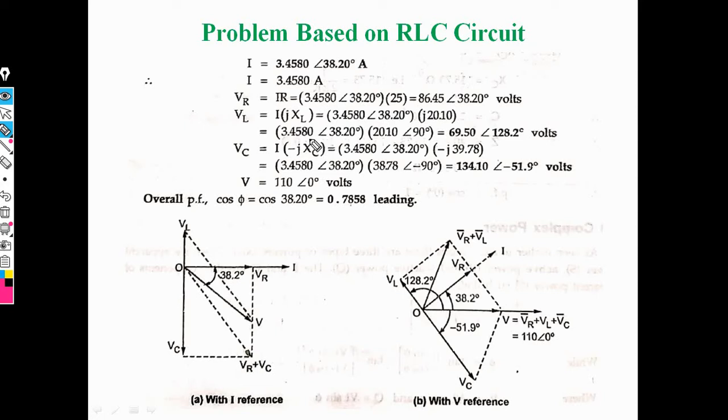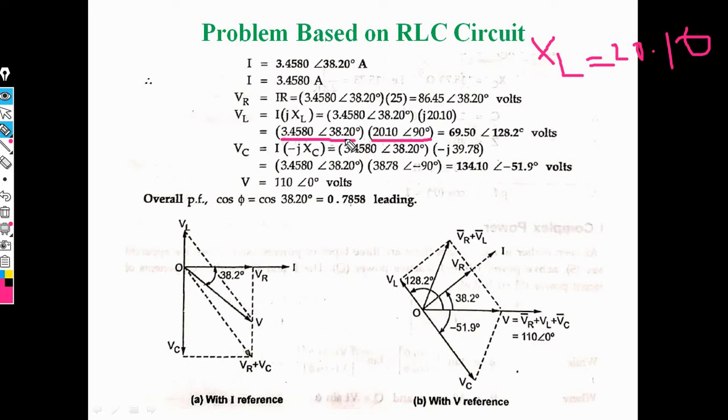Okay, that is 3.4580 less than 38.20. This is the value of I here, and we are taking value of XL 20.10. This value of XL is 20.10, taken here with angle less than 90. Then this is polar to polar form, so we are taking multiplication of polar to polar form.